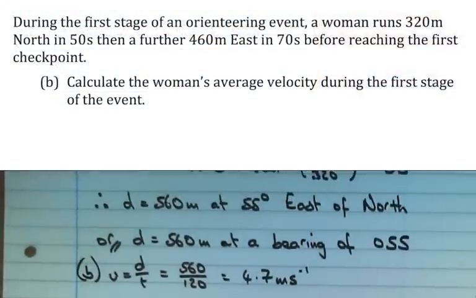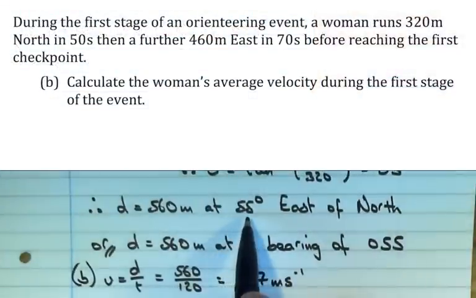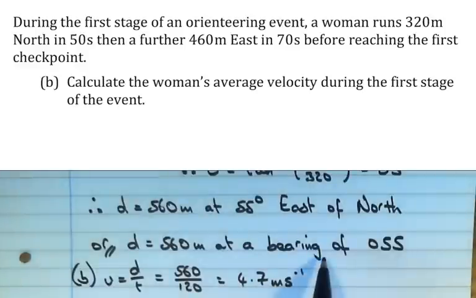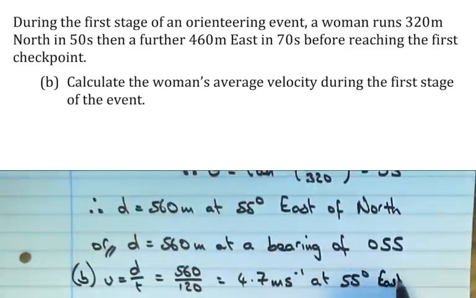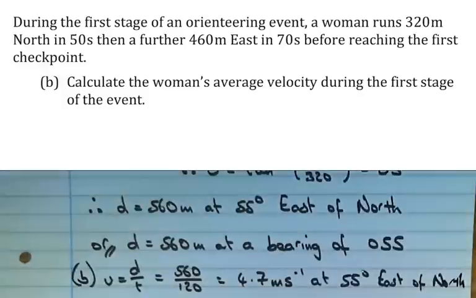Okay, so remember, you were either writing at 55 degrees east of north, or you were writing at a bearing of 0.55. So I'll just say the first one. So at 55 degrees east of north. There we go. And as I said, you could have written 4.7 meters per second at 0.55.